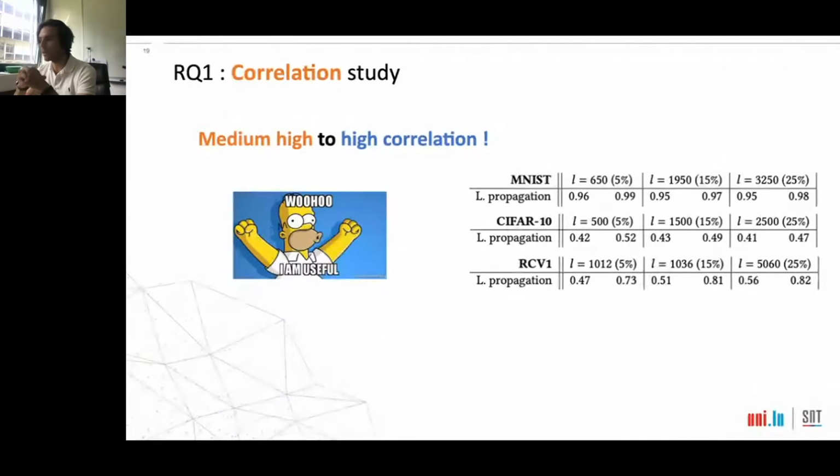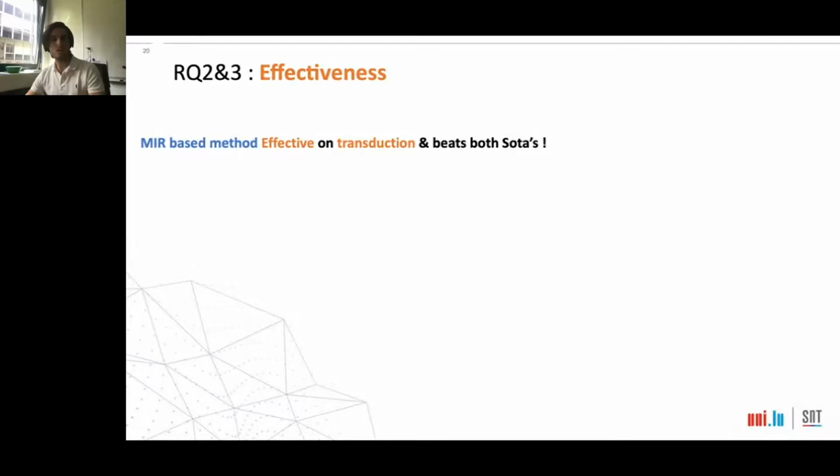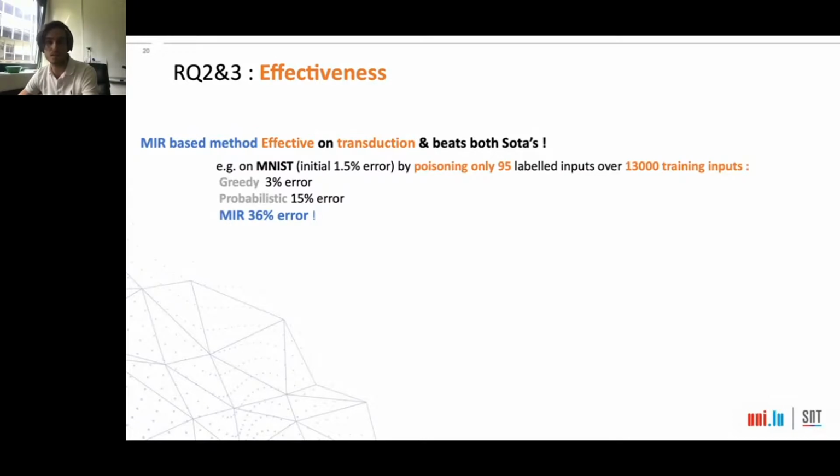Obviously, all those values were associated with pretty low p-values, inferior to 10 to the power of minus 5. So our results are statistically significant. Then about the effectiveness. On the transduction, our method is effective and beats both state-of-the-art methods. For example, with MNIST, by poisoning only 95 over 13,000 training inputs, we managed to get a 36% error rate, which is twice the probabilistic method and more than 10 times the greedy one.